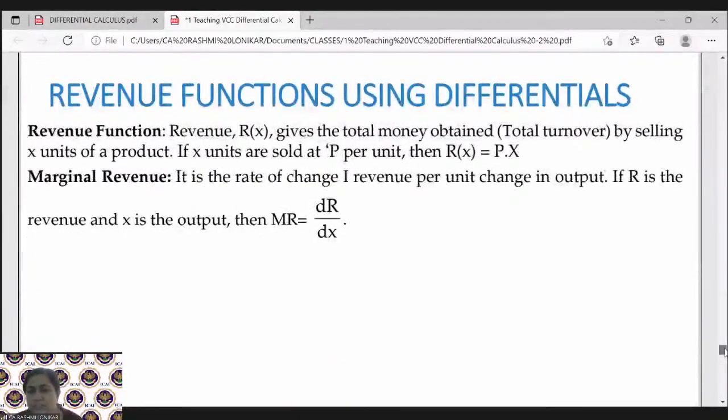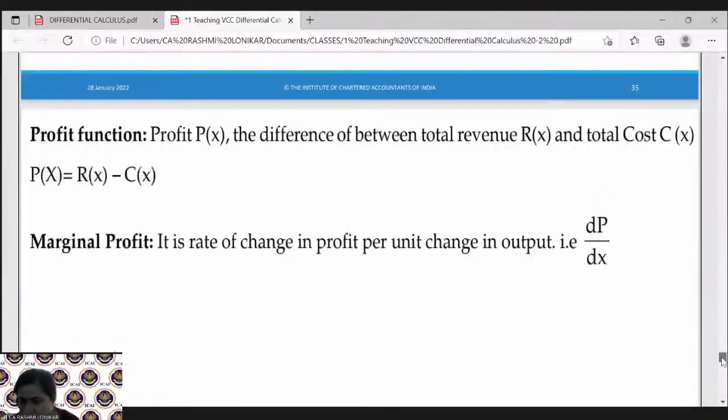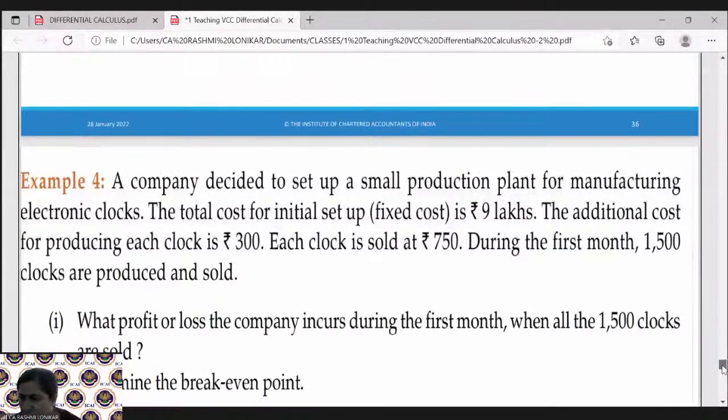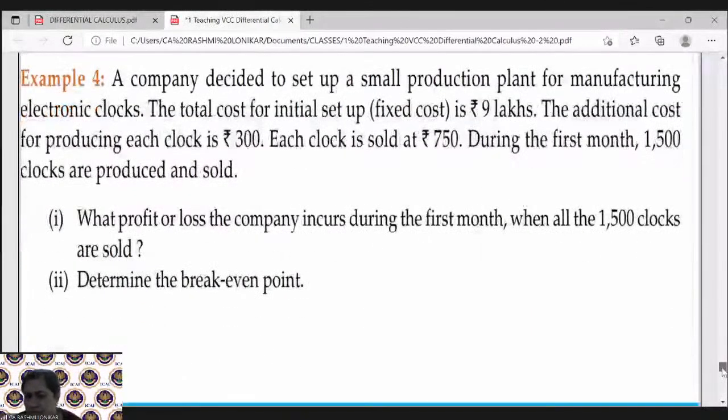Then the revenue function is there. Revenue is sales minus cost. So revenue will be the price into the number of units I am manufacturing. And then marginal revenue will be the change in the revenue that I earn when I sell one more unit. Then profit margin will be revenue minus cost. This is one sum. I'll take it up next time also.